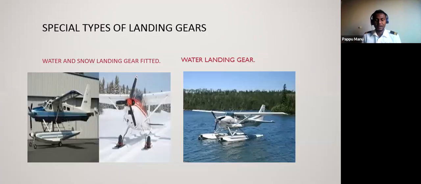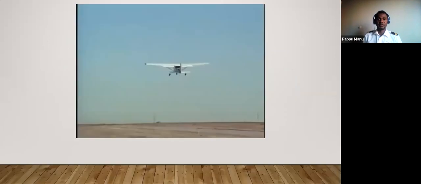Okay, you have your landing gear for snow. You have landing gear for water. And then the most important one, retractable landing gear, where your two main landing gears and your nose wheel retract into the aircraft for better streamlined motion, or for smoother flow of air over the surfaces of the aircraft.